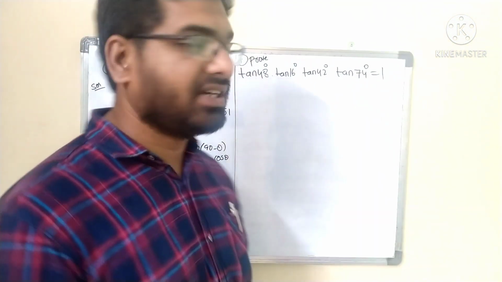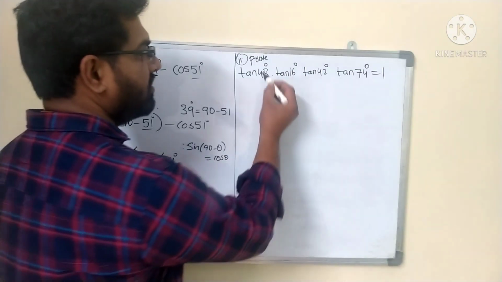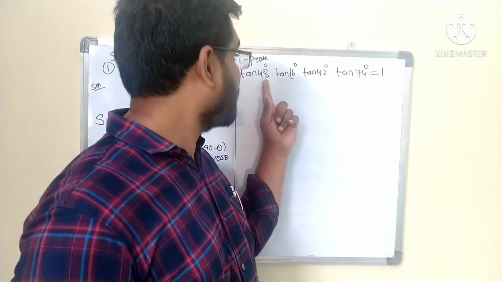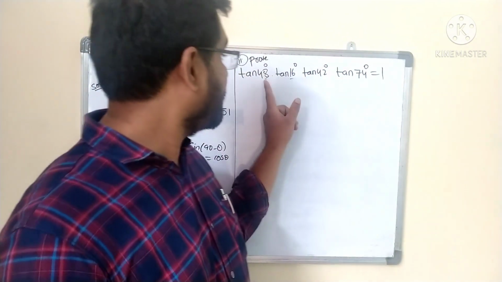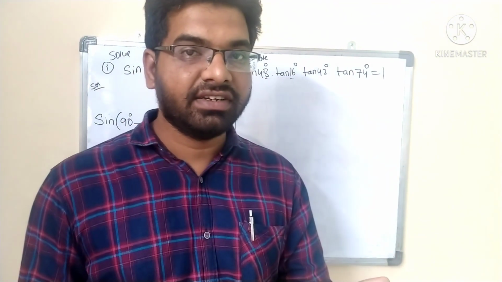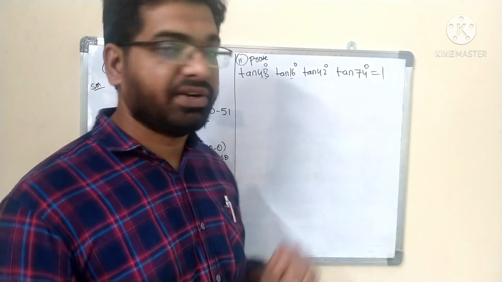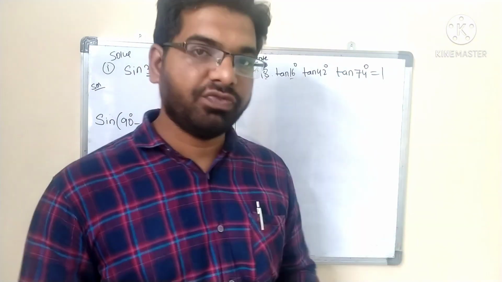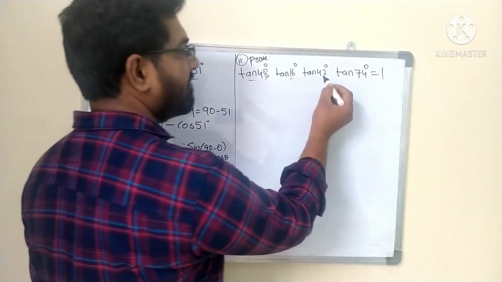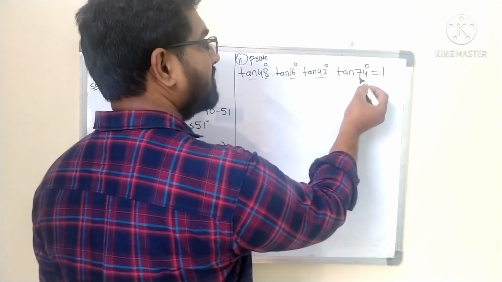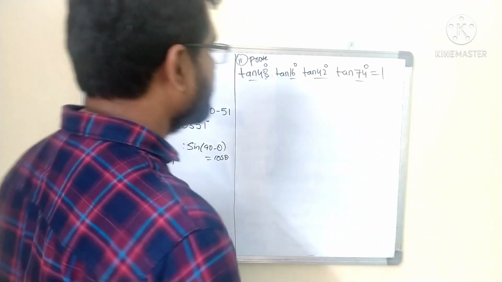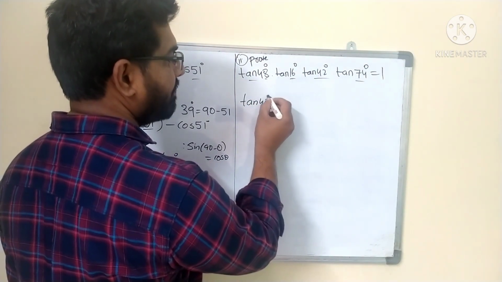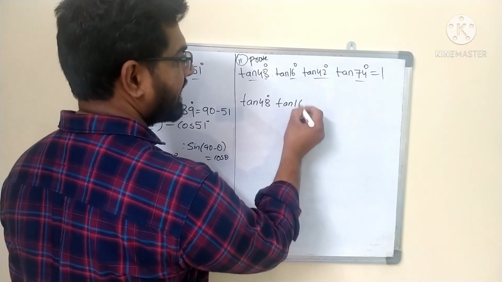What to do when the problems are like this? See here, 48 plus 16 is not 90. That means they are not complementary. But 48 and 42, if you add, we get 90. That means these two angles are complementary. And 16 plus 74 is 90. So to cancel this, we have to change this here. Tan 48 is tan 48. Similarly I am writing here tan 16.